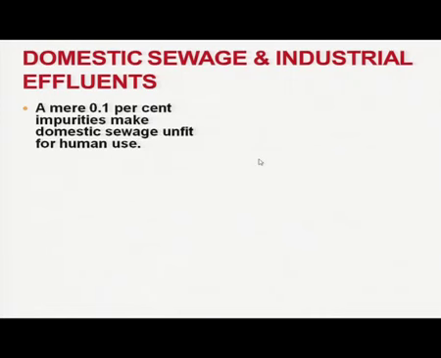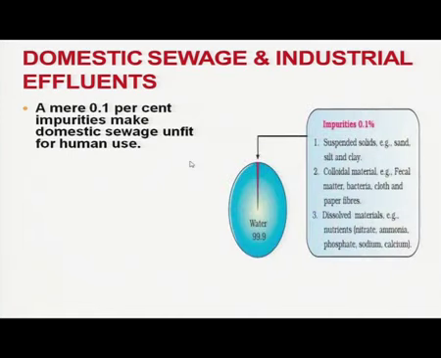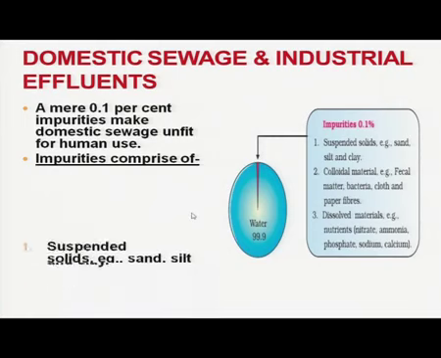Domestic sewage and industrial effluent. A mere 0.1% impurities make domestic sewage unfit for human use. You can see that the water is 99.9% pure, but only 0.1% impurity makes it unfit for drinking. The drinking water, as you must be knowing, is also known as potable water. So, it does not remain potable because of the 0.1% impurities in it.